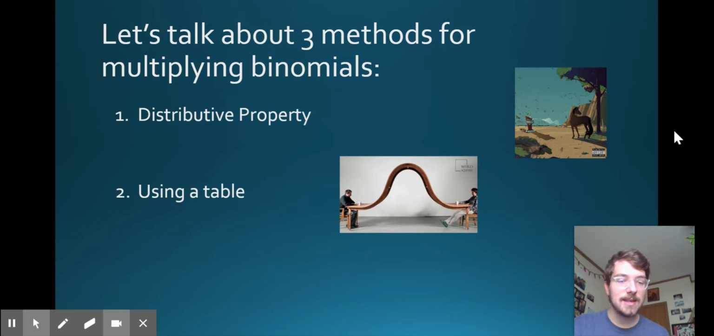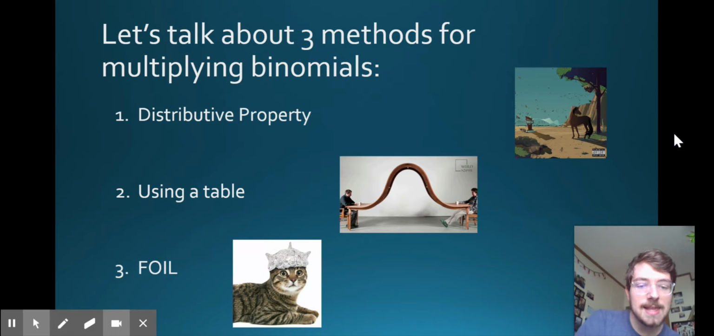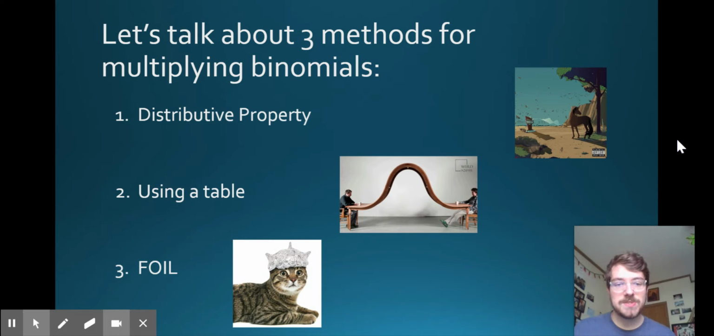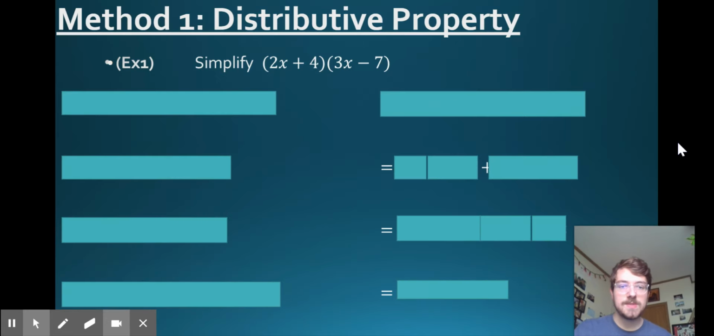Another method is using a table, which I'll get into a little bit later, and the classic FOIL method as well, which I'll talk about after that. So three possible methods. I'm going to talk about all of them individually. So method 1 is classic distributive property. We're going to frame it through this example here. I want to simplify 2x plus 4 times 3x minus 7.